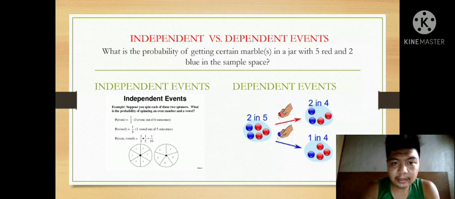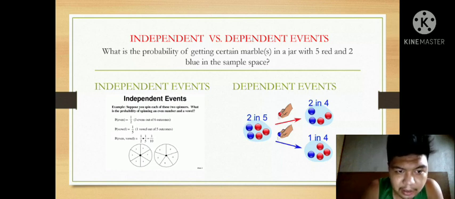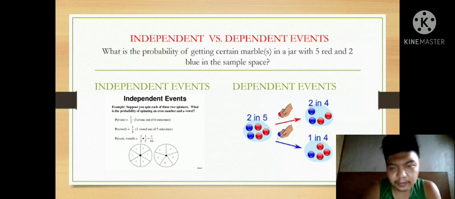Next, dependent versus independent event. What is the probability of getting certain marbles in a jar with 5 reds and 2 blues in the sample space? In the independent event, example, suppose you spin each of those 2 spinners. What is the probability of spinning an even and a vowel?